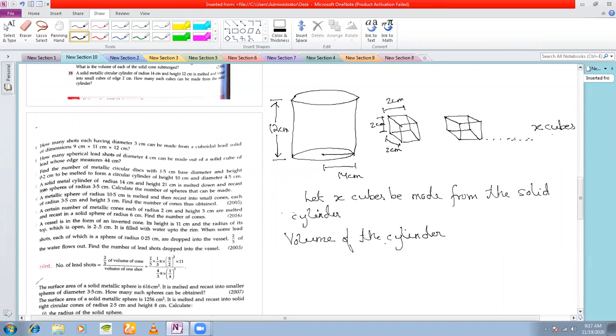So the volume of the cylinder is pi r square h. What is the radius here? Radius here is 14, h is 12. So this is pi into 14 into 14 into 12. Let us keep it that way. We'll see later if required, we'll multiply and put the value of pi. So this is centimeter cube.